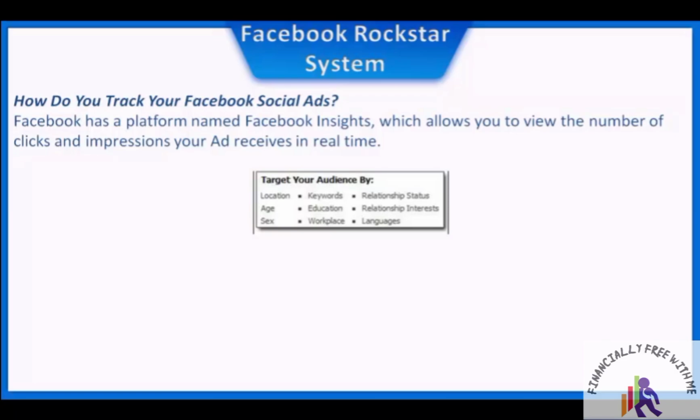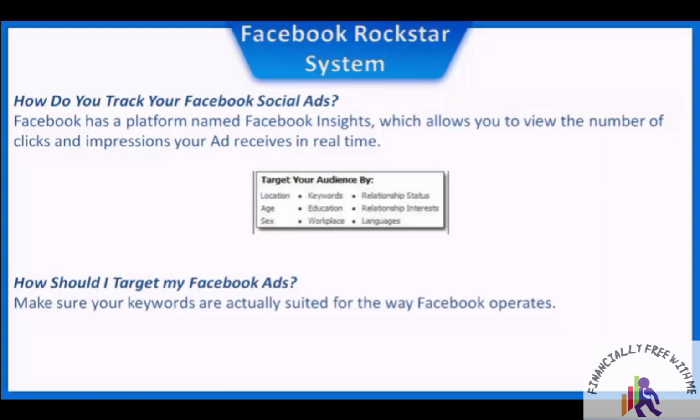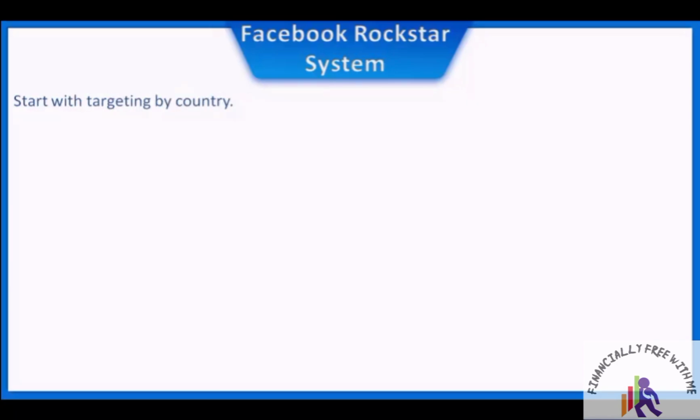How should I target my Facebook ads? There's no cut and dried answer to this, except to make sure your keywords are actually suited for the way Facebook operates, and the way it dispenses ads, based on keywords and user profiles. Here are some solid elements to start with, directly from Facebook's ad creation site. Start with targeting by country. Other options will be presented to you based on the country you select, and you can actually select up to 25, though this will preclude you from being specific as to city.